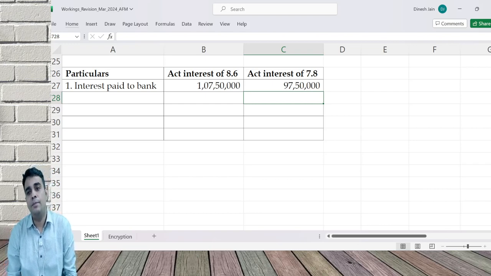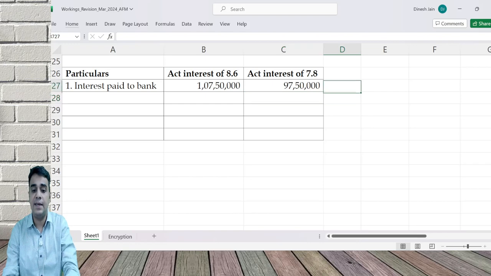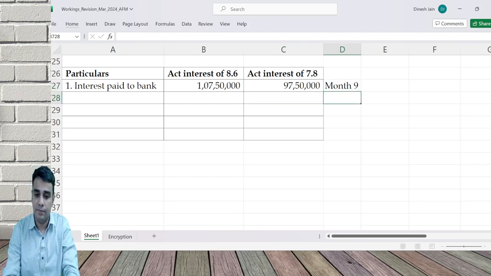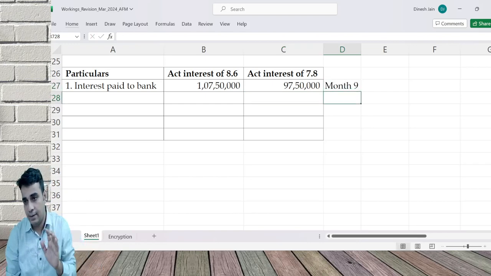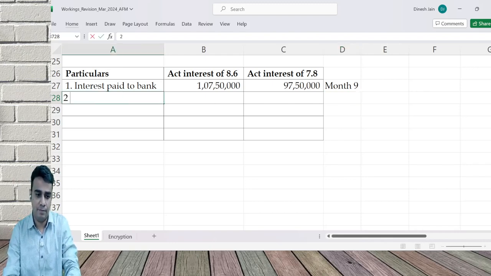When are you taking the loan? Month 6. We are taking the loan on month 6. This interest will ideally be paid in month 9. Loan got over, you paid the interest. FRA settlement.